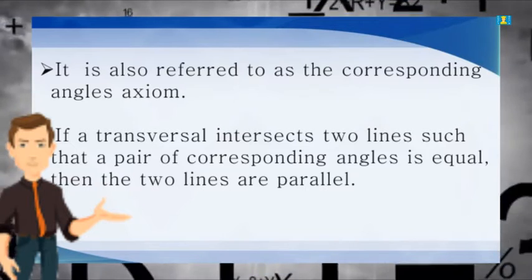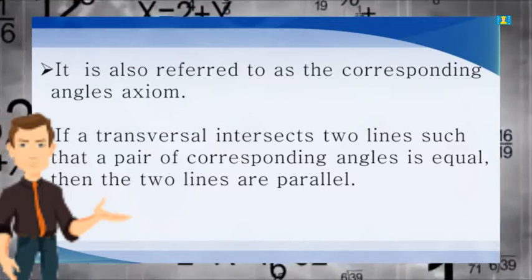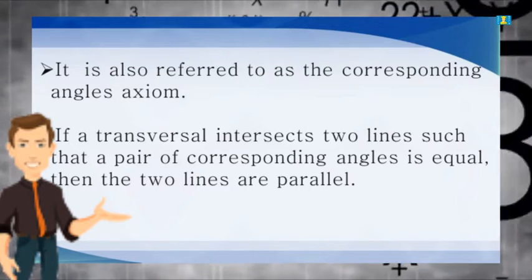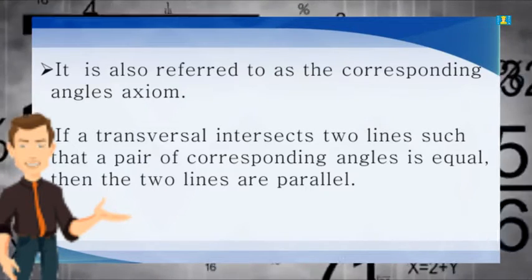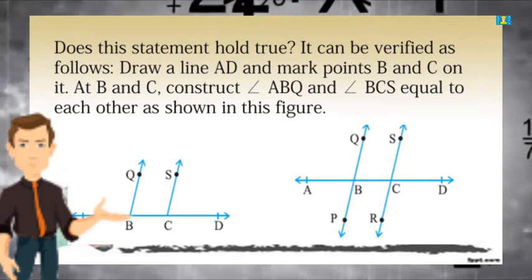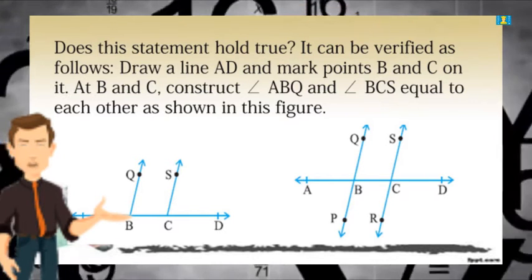It is also referred to as the corresponding angles axiom. If a transversal intersects two lines such that a pair of corresponding angles is equal, then the two lines are parallel. Does this statement hold true? It can be verified as follows.